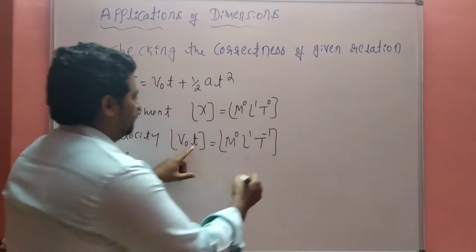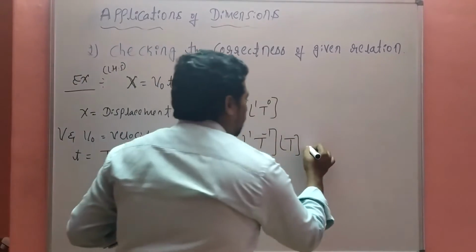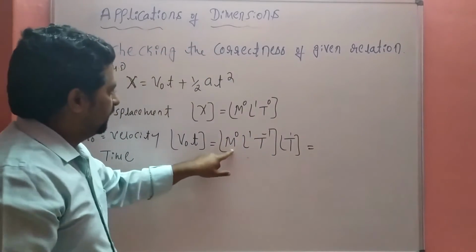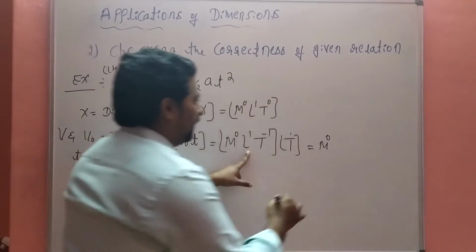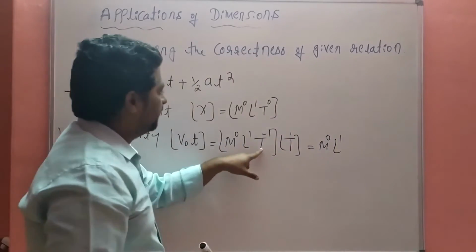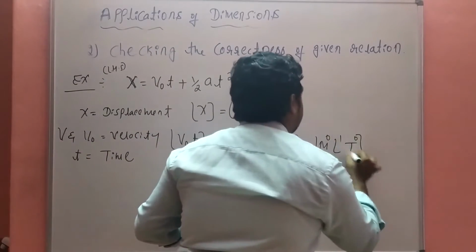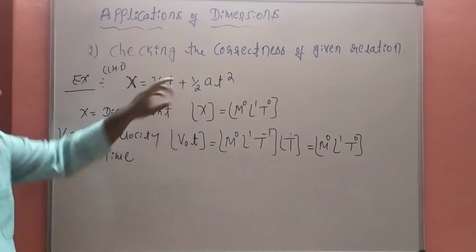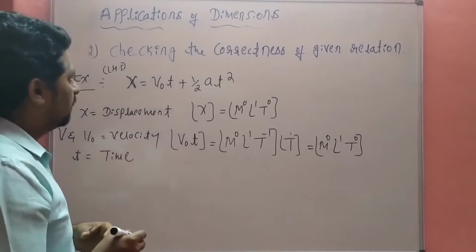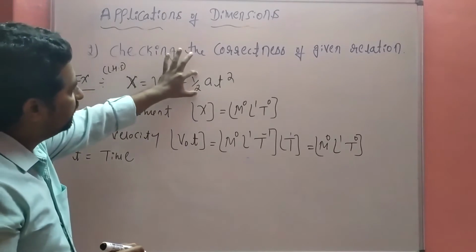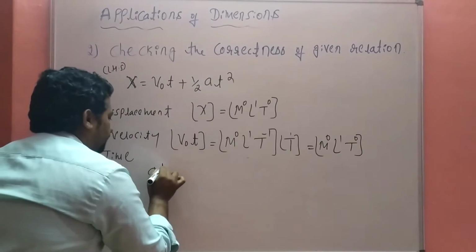So time T stays as it is. Then finally we get M0, L1, T to the power minus 1 plus 1, which is 0. The number is not considered, it is deleted in the dimensions part. Remaining is at square.